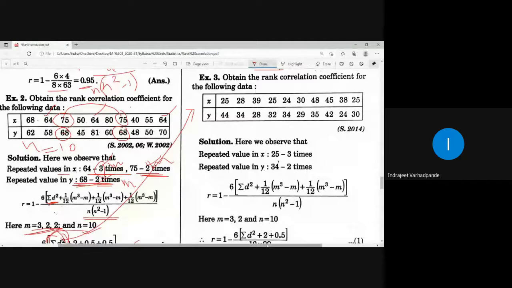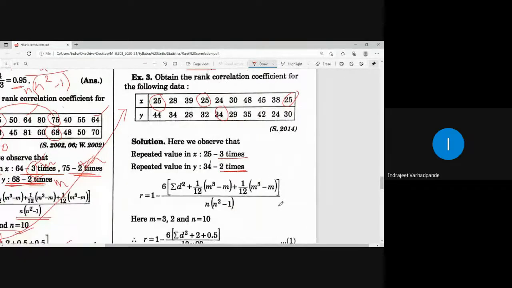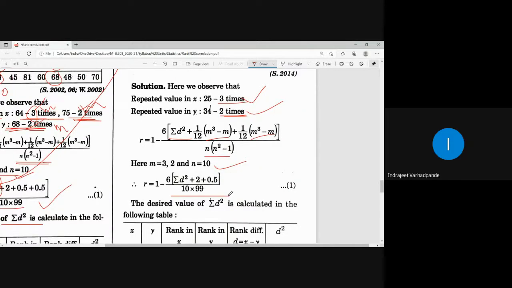This is again one of the examples wherein we have the observations repeated. In the column of X, which number is repeated? 25 is repeated how many times? 3 times. In column of Y, 34 is repeated 2 times. So how will the formula be? 1 minus 6 into summation d square plus 1 by 12 m cube minus m plus 1 by 12 m cube minus m upon n into n square minus 1. N is equal to 10, m is equal to 3 and m is equal to 2. Substitute, you get the simplification.